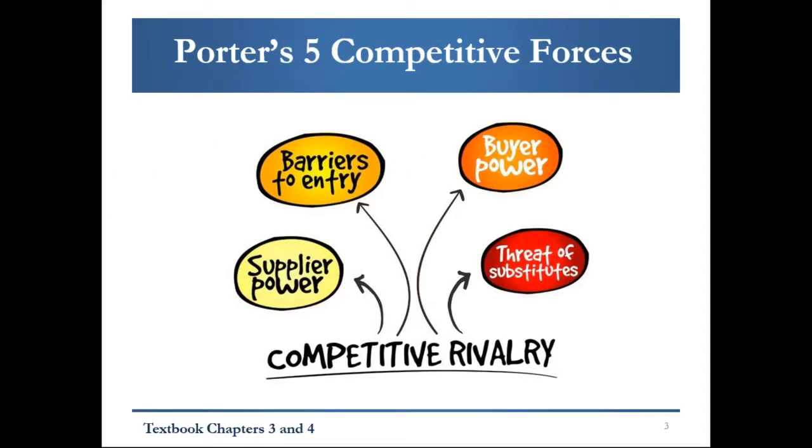So once again, the 5 competitive forces are an analysis of a company's competitive strength with respect to barriers to entry in its industry, with respect to a company's power vis-a-vis its suppliers, with respect to a company's power and leverage vis-a-vis its buyers or customers, the degree of the threat of substitute products coming in, and then what all that implies for the competitive rivalry, or the intensity of the competition, in a given industry.